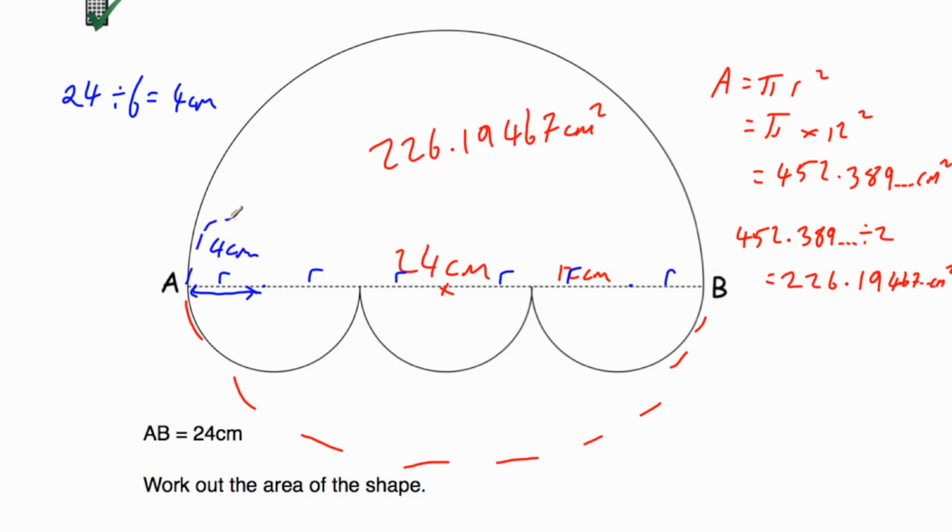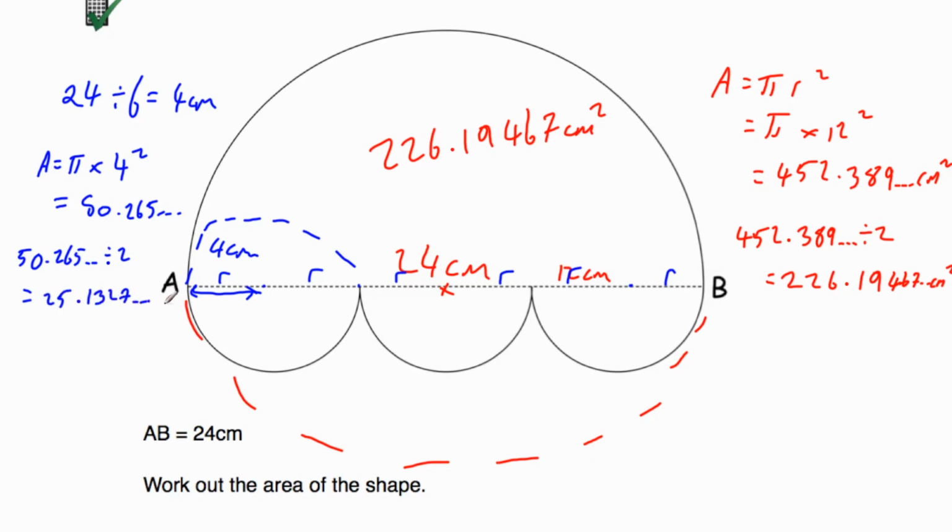So let's turn it into a whole circle, and we're going to do pi r squared for this whole circle, and then we'll halve it to find the area of one of these smaller semicircles. So the area equals pi times the radius, which is 4, squared. 4 squared is 16, so that'll be 16 pi, or 50.265 and so on centimeters squared. Now that's the area of the whole circle. We now need to divide that by 2. So we're going to do 50.265 and so on divided by 2. And that's equal to 8 pi, or 25.1327 and so on centimeters squared.